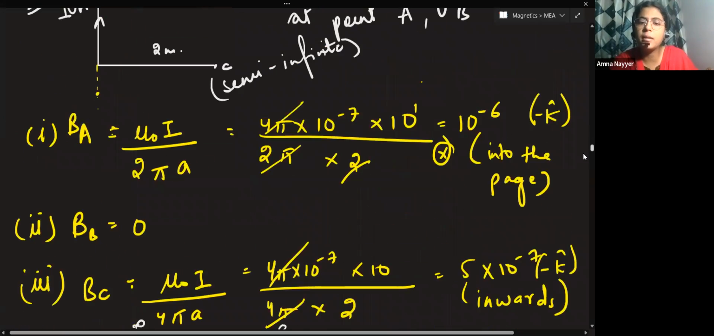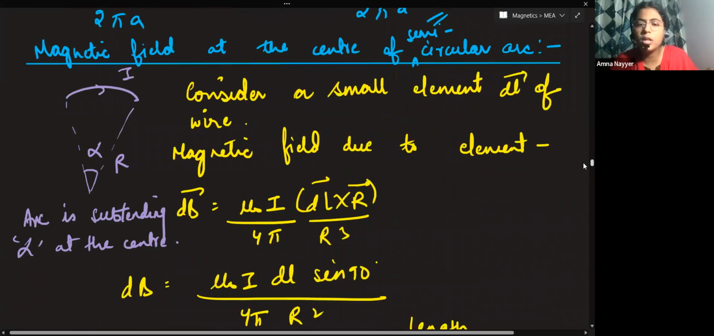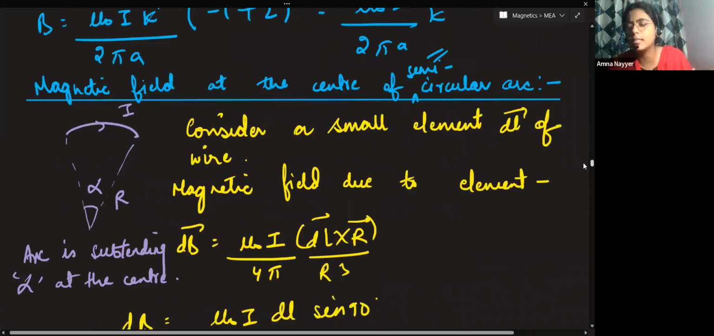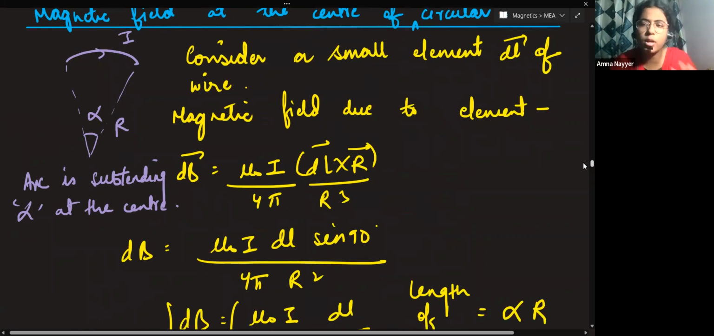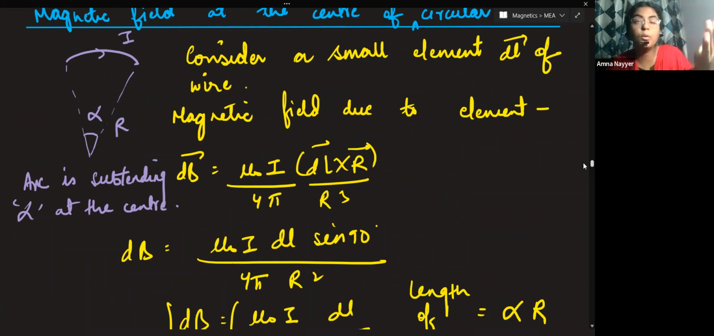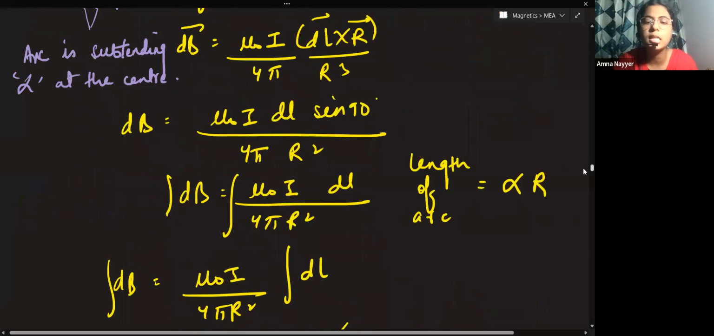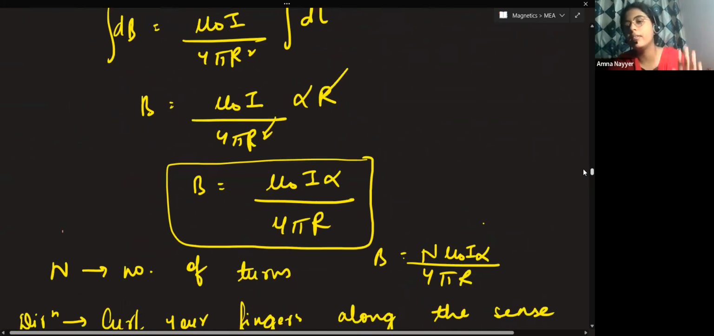Then we have a complete circle. For the complete circle, we had seen that it was mu naught I by 2r. For a semicircle, we had seen it was mu naught I by 4r. 2r for the circle and 4r for the semicircle. And then the magnetic field at the center of a circular arc was mu naught I alpha divided by 4 pi r. These were the cases we have seen.